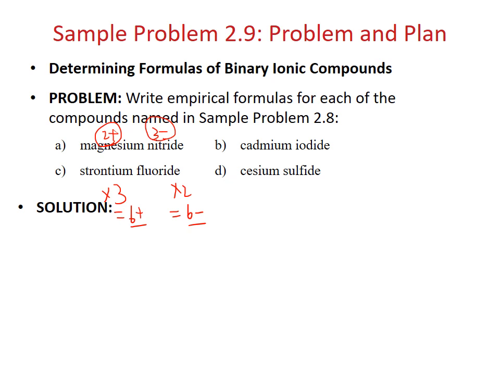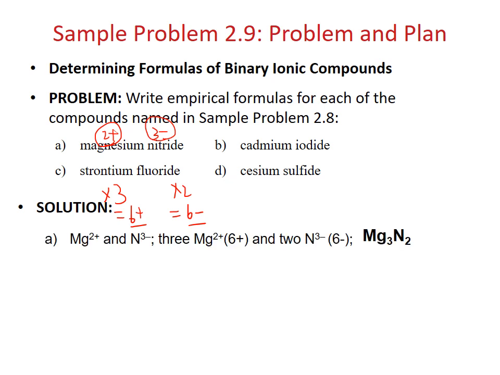All right, so the formula then should be Mg3N2. You need 3 magnesium to give you 6+, and you need 2 nitride so that the negative charge is 6 negative. So you multiply by 3, that's the smallest number for magnesium, and by 2, the smallest number for nitride. That gives you a neutral compound.